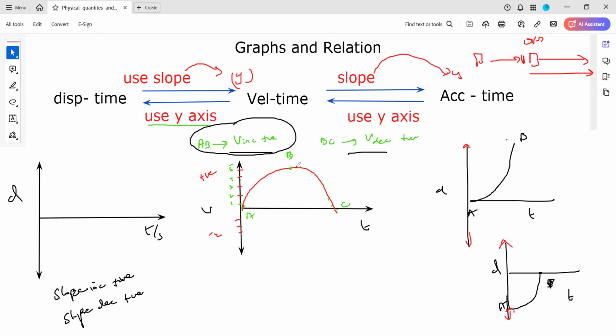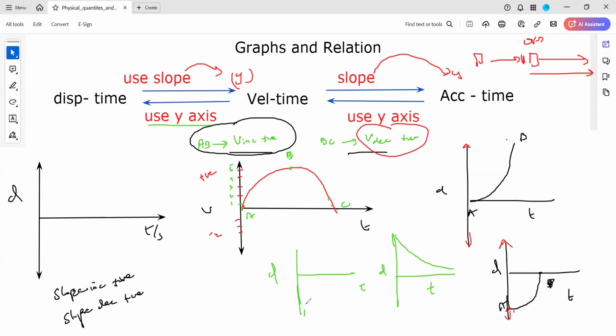Now the second part, I want to join from B to C. I want the velocity to decrease and be positive. So if I want the velocity to decrease and be positive, what will the shape of the graph be for velocity decreasing at a positive value? If you have a displacement-time graph, the slope should decrease and be a positive value. So this is one. This is one of the graphs in which the slope is decreasing and a positive value. As you can see here, the angle is decreasing, or the slope is decreasing and having a positive value.